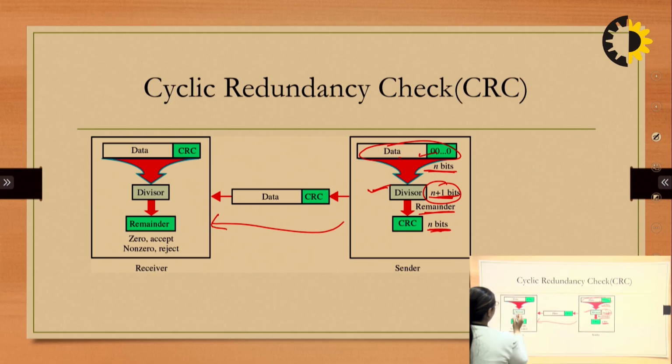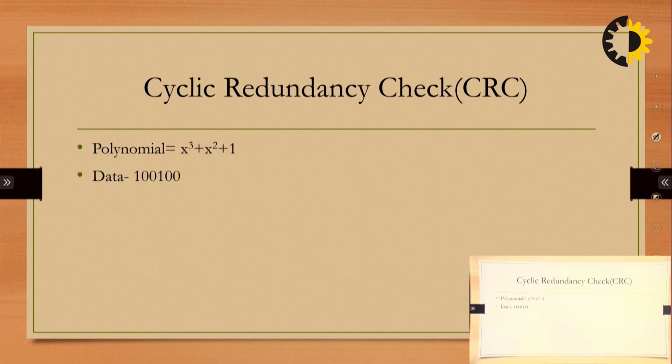Now the receiver has received the data with the remainder bits also. Then it will again perform the division and find out the remainder. If the remainder is 0, it will accept it, otherwise it will reject it. Now let's take one example. Suppose the polynomial is x^3 + x^2 + 1.